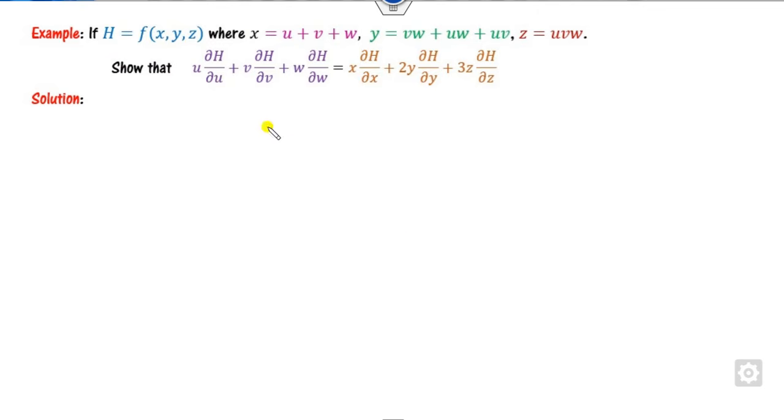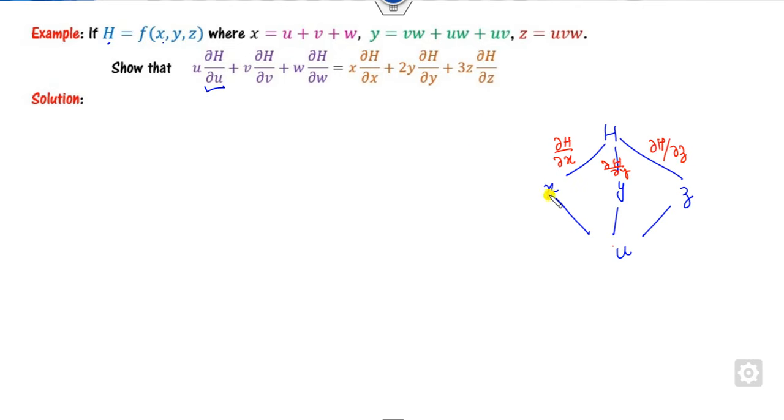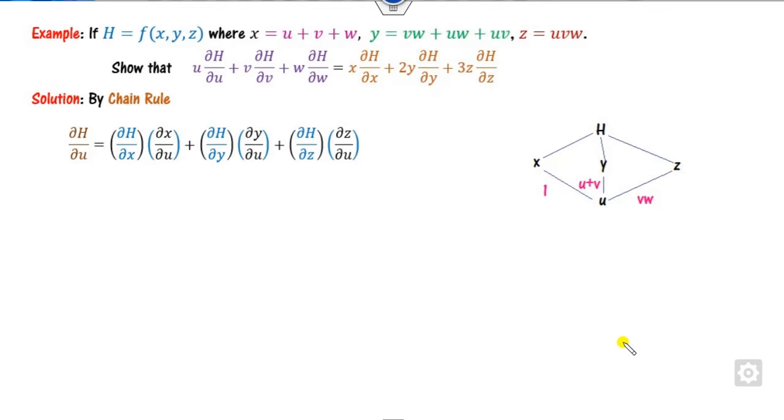Look at this one again. So now h is the function of this. So now you can start with the left hand side, h over u. H is the function of x, y, z. X, y and z. So what is that? This is partial derivative with respect to x, partial derivative with respect to y, partial with respect to z. What is x with respect to u? So you can see x with respect to u is 1, y with respect to u is w plus v, z with respect to u is v w. So once you substitute here, you will get this expression.